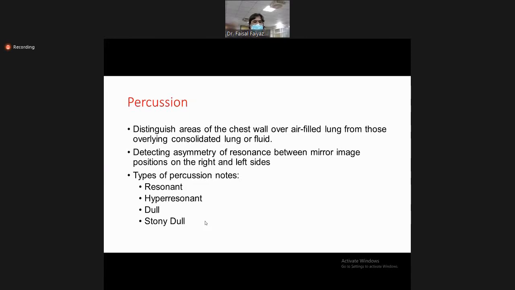Like regular cement walls, if you percuss over that thing, the note which you hear is basically the stony dull, and you feel and hear. So resonant, hyper-resonant, dull, and stony dull.